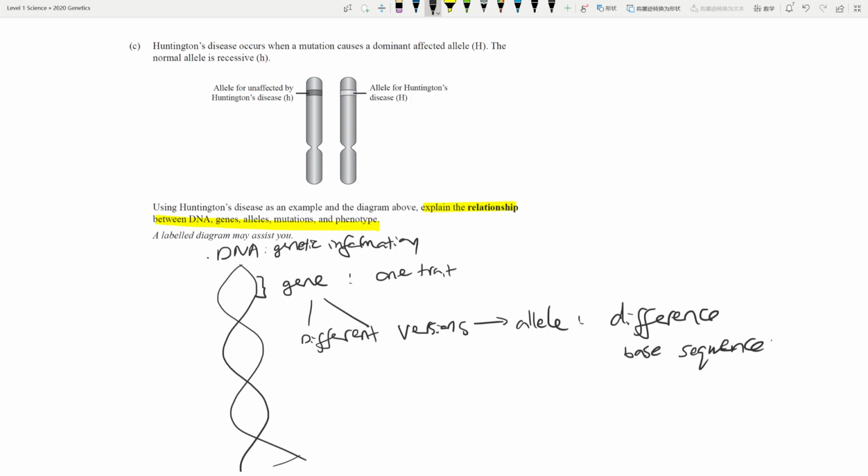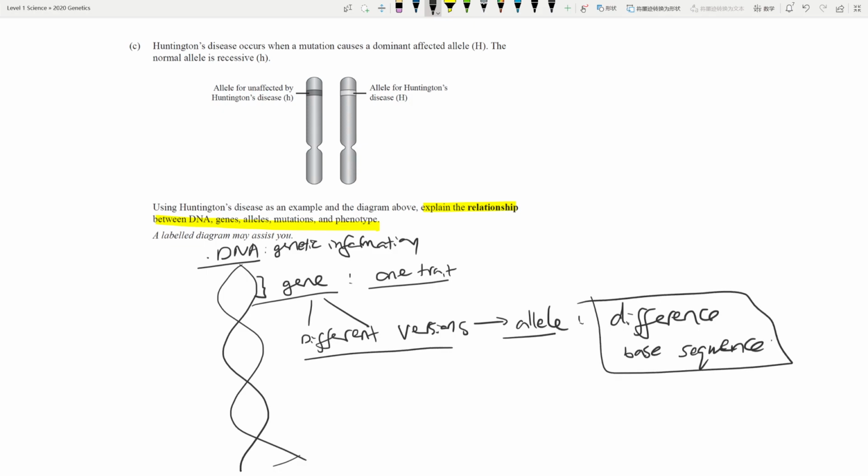Okay, so the big thing is the DNA. One small section is a gene, which codes for one particular trait, and for the same characteristic there are different versions, which are known as alleles. Why do alleles occur? Because chemically they have different base sequences.